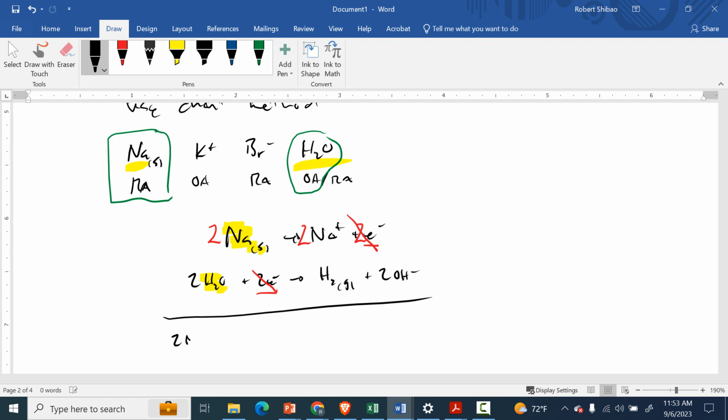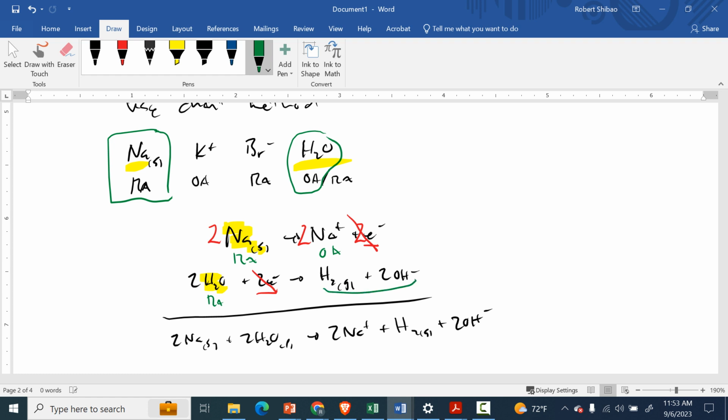So I'm going to get 2 sodium solids plus 2 H2O liquids. This is going to yield 2 sodium ions plus H2 gas plus 2 hydroxides. Okay, then I'm going to use the conjugate relationship. So sodium was my reducing agent, therefore its conjugate oxidizer will be sodium ions. Water was our reducing agent, therefore its conjugate oxidizer will be hydrogen and hydroxide.